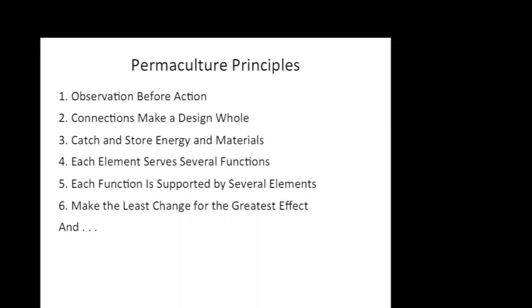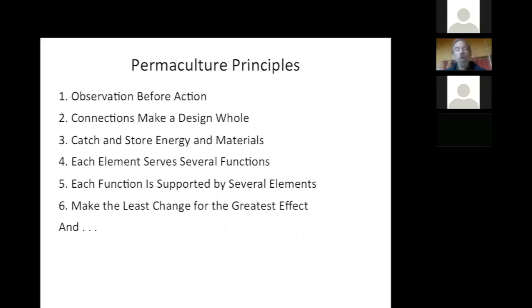But so these are 6 of the 12 permaculture principles that we observe before we act, that we make in a design. It's the connections in a design that make the design useful. We want to catch and store any flows of energy and materials that are going by. We want to make sure that everything in the design is serving several jobs. Also, when there's an important function in the design, like water conservation or energy conservation, or really anything, trying to generate food, trying to build soil, we do it multiple ways.